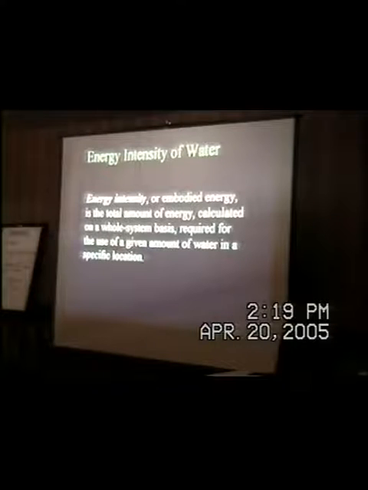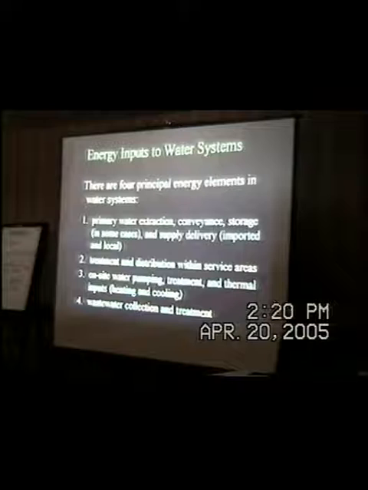Energy intensity, or embodied energy, is the total amount of energy calculated on a whole system basis. That's from that extraction all the way through to the end, required for use of a given amount of water in a specific location. And this is what we'll be looking at for Canadian cities using Vancouver as a test case. And we're going to plot all of that through and then tie to that criteria, emissions, greenhouse gas emissions, other variables that one can derive from that to understand the benefit of some of the programs that you're just describing, the toilet retrofit programs and so forth.